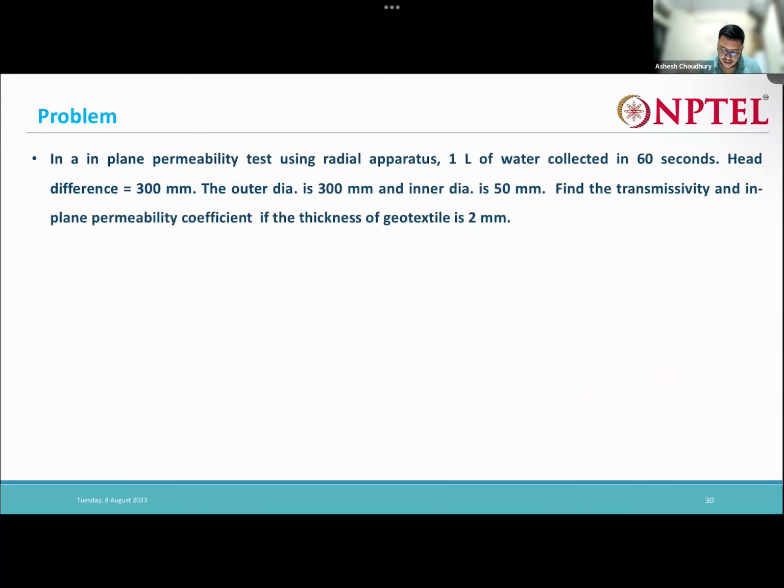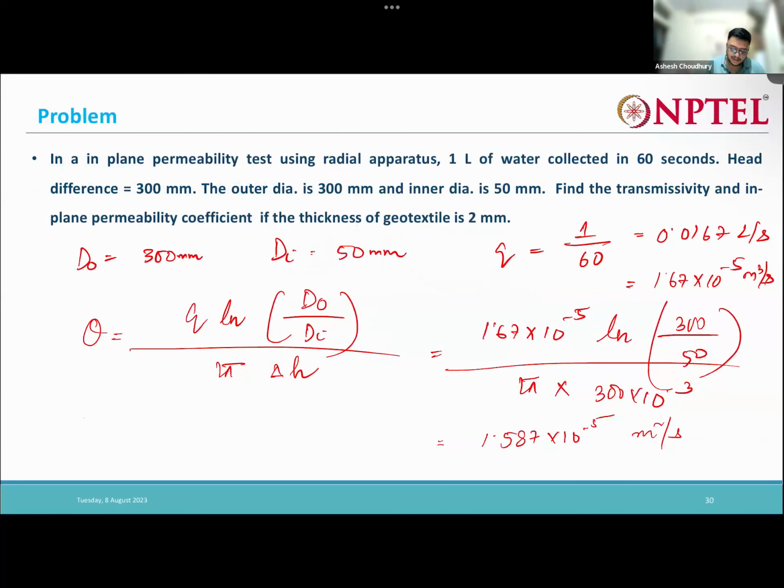Then we need to find out the in-plane permeability coefficient, Kp. What will be Kp? Theta by t, which is nothing but 1.587 by 10 to the power minus 3. So we get 7.93 times 10 to the power minus 3 meter per second.